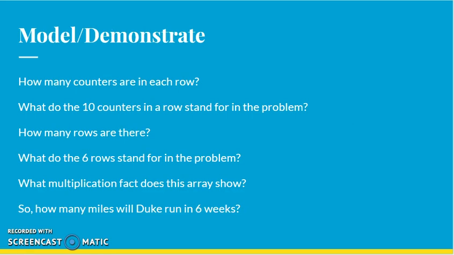Again, here I would ask that you use some kind of counters. You probably have some counters at your house somewhere, just anything that you could use to count. I want you to think about how many counters are going to be in each row. We need to think about how many rows we're going to have. In this case, how many counters are in each row? There should be 10. How many rows should there be? There should be 6. So what multiplication fact does this array show?